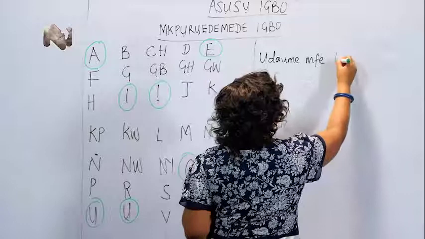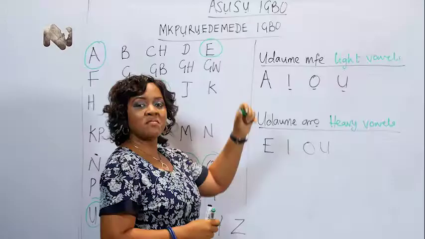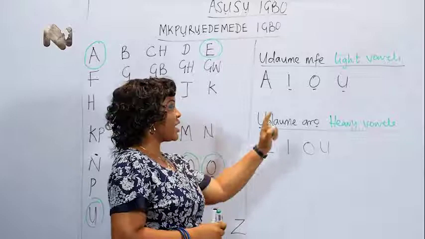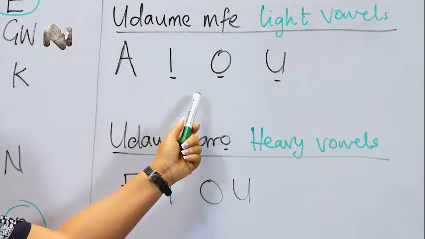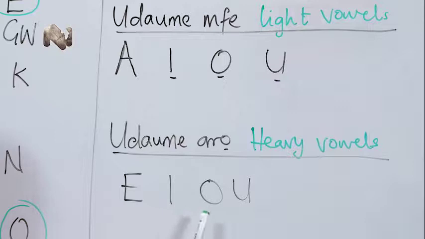Now let's look at the board. We have light vowels and heavy vowels, odaume mfe and odaume aro. We have odaume mfe as a, i, o, u. Let's take it together. A, I, o, u. The odaume aro, the heavy vowels, are a, e, o, u. Let's take them together. A, E, O, U.